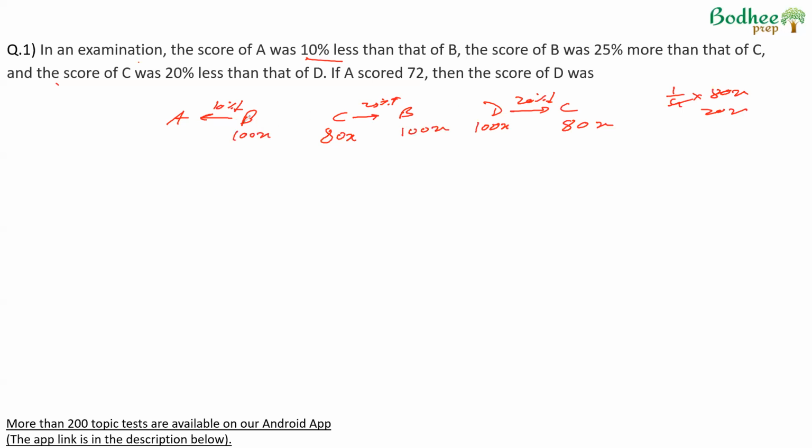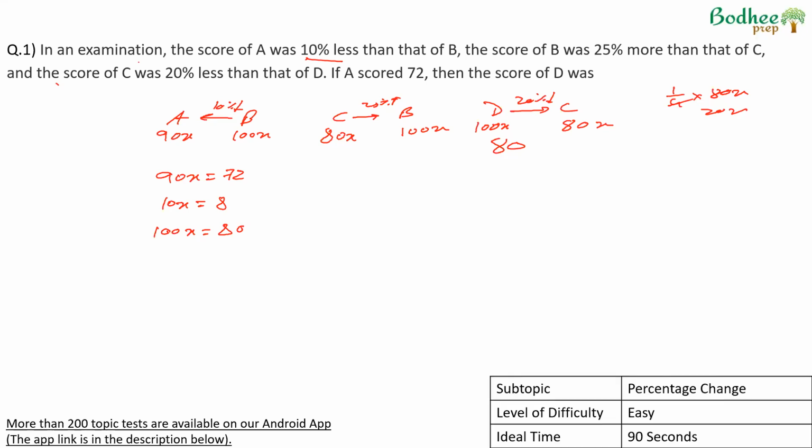And A is 10% less than B. B is 100x, 10% of 100 will be 10. So A will be 90x. It is given that A scored 72. So 90x is equal to 72, which means 10x is equal to 8, which means 100x will be equal to 80. What is the score of D? D scored 100x. That is, D scored 80, and that becomes the answer. As you can see, an easy question. The numbers involved for calculations are also easy. Therefore, definitely something that should be attempted in the exam. It should take about 1.5 minutes to get the question done with.